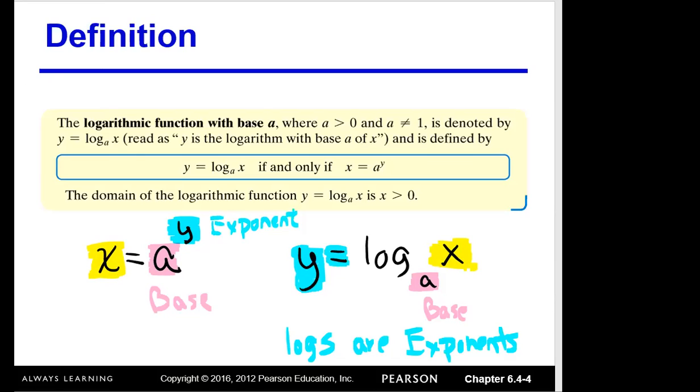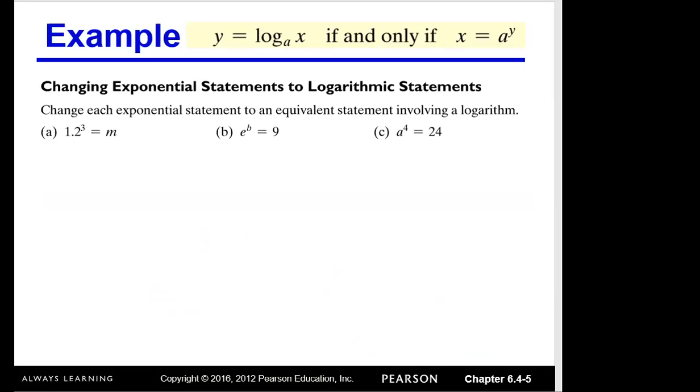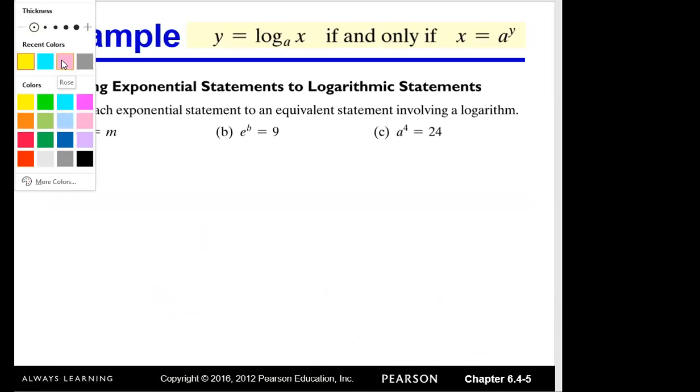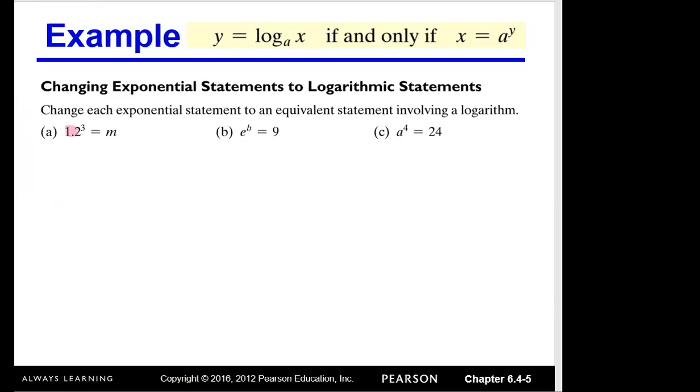And whenever I'm converting from exponential to logarithmic, I always start with the base because it makes the most sense. I'm like, okay, I know what the base is. And then I have to remember that logarithms should always equal whatever the exponent was when it was in exponential form. And then there's only one letter left, so it's got to go there. So here are their examples. I cut and pasted their little rule up there of y equals log base a of x if and only if x equals a to the y. So I always start with the base. What color did I use for the base? Pink. So I'm like, okay, here's my base, the 1.2. So this is going to have to be log base 1.2.